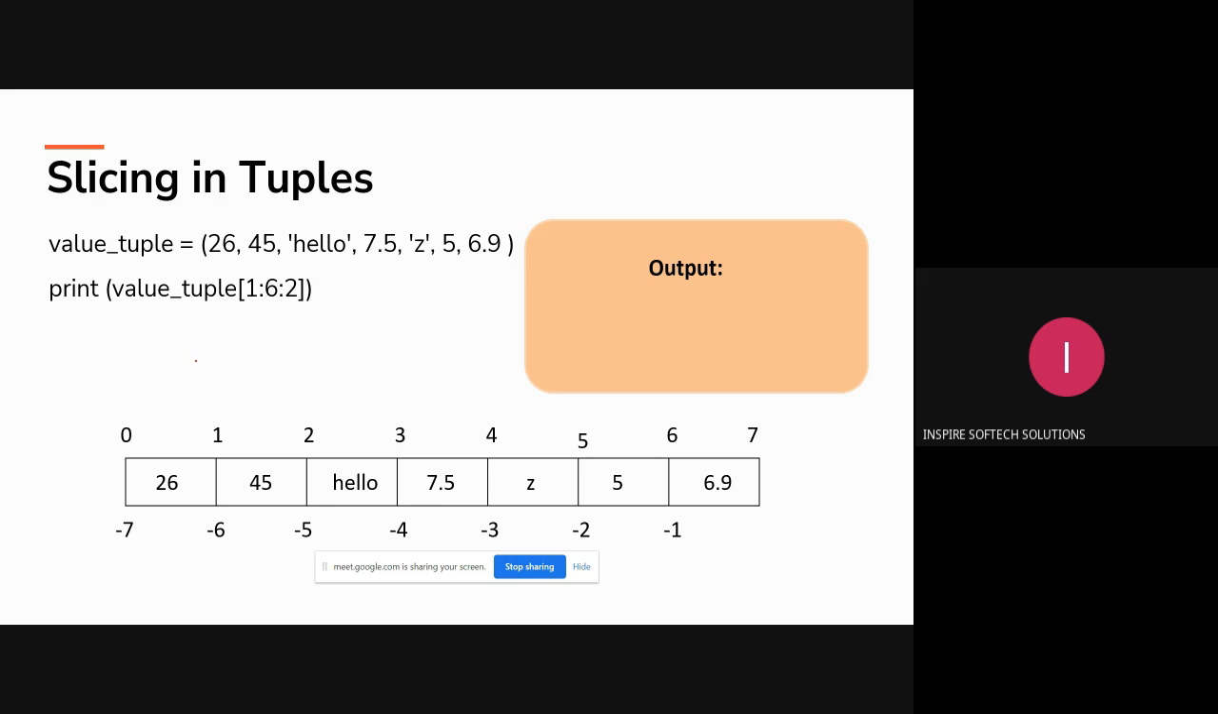Next, 1 colon 6 colon 2. So starting from the first index, 6 is given. So 2, 3, 4, 5, 6 we can tell. 6 we cannot consider. So moving 2 steps, 45, 7.5 and 5.